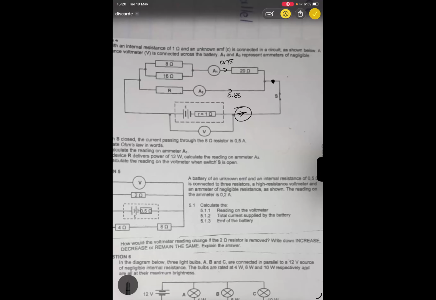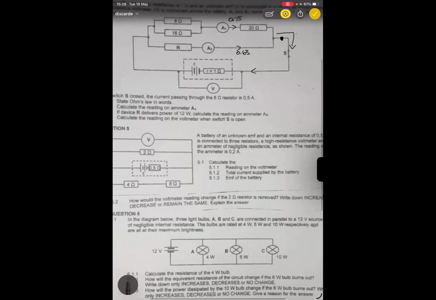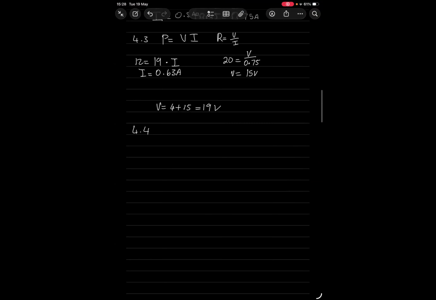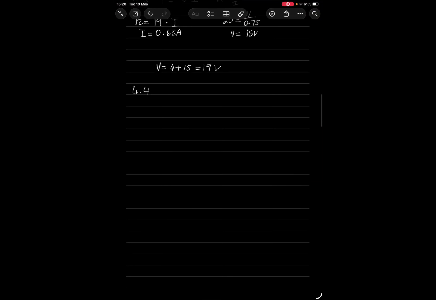That comes, no, it is facing in the wrong direction. It's supposed to face that way. Oh, so what's going to be the current that passes through here? Hmm? 0.3.